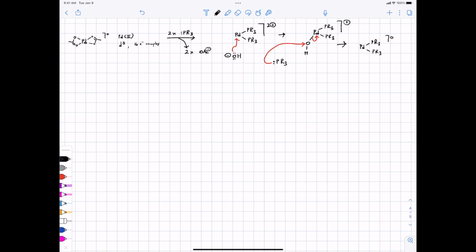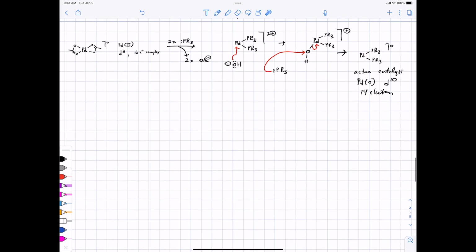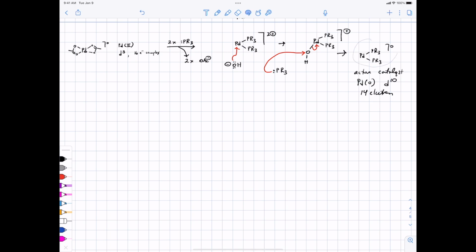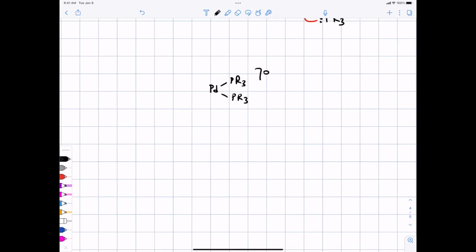All right, so your active catalyst is actually still palladium 0, and this is a D10, 14 electron complex: 10 d electrons and then 4 electrons from ligands. Okay, so the first step of this reaction with this as our active catalyst is basically going to be oxidative addition of the aryl halide like we saw before.